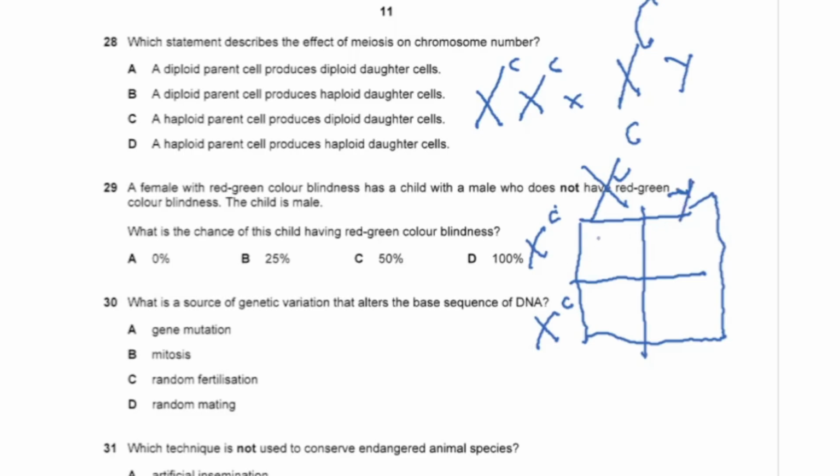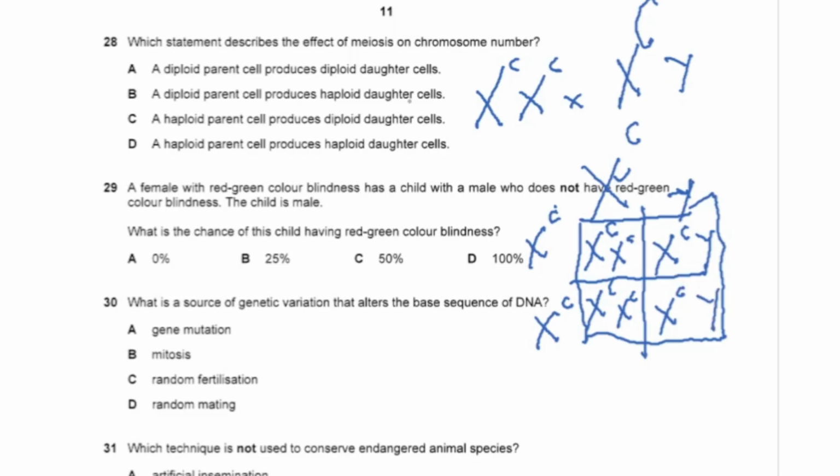This is going to be X capital C from the man and X small c from the woman. Here also I have X capital C from the man and X small c from the woman. So here I'm going to have X small c from the woman and Y from the man. That's the only option. And here also I'm going to have X small c from the woman and Y.